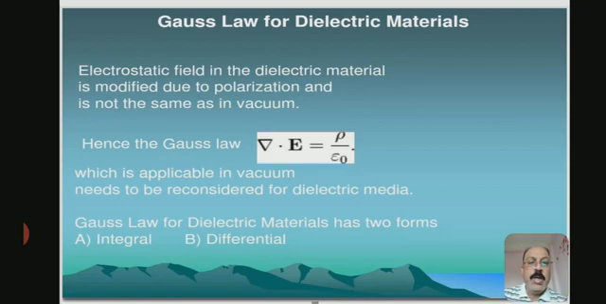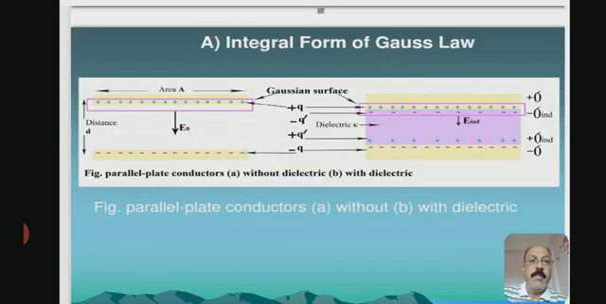Gauss law for dielectric materials has two forms. One is integral and another one is differential. So in that we are only looking at the integral form. For the integral form of Gauss law, you see figure A and figure B, two figures are there. In the first figure we have taken two plates, one positive and another one negative. Between these two, the distance is d, and the permittivity of free space is epsilon naught. So there is no fill of dielectric.